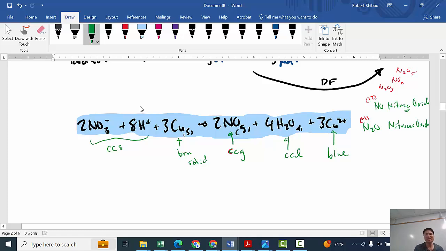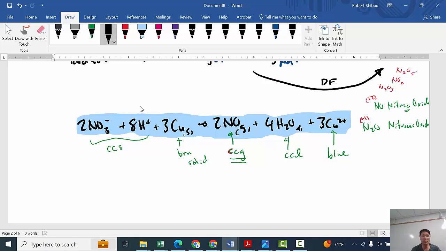So what happens is this: there's no brown gas. Do you see? Nitric oxide is a colorless gas. And so where did that brown gas come from? The brown gas came from the reaction of nitric oxide gas with air. And this forms nitrogen dioxide gas.